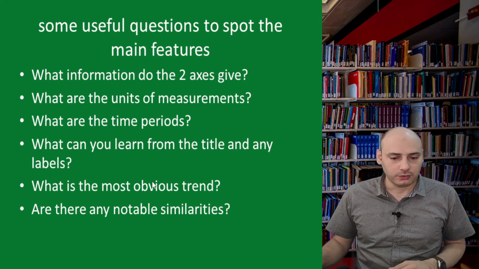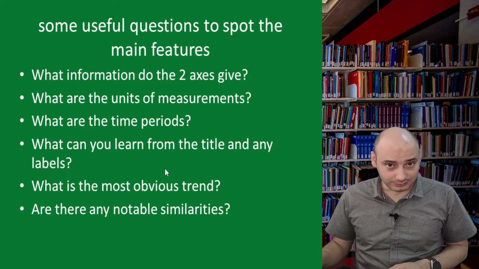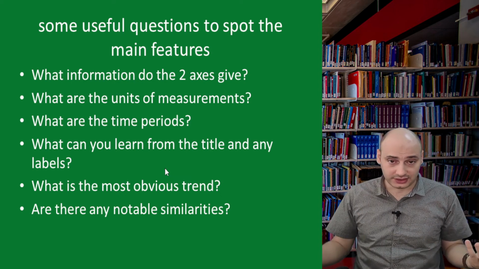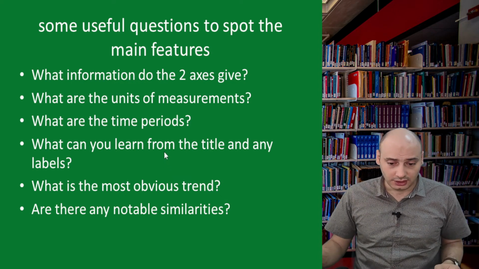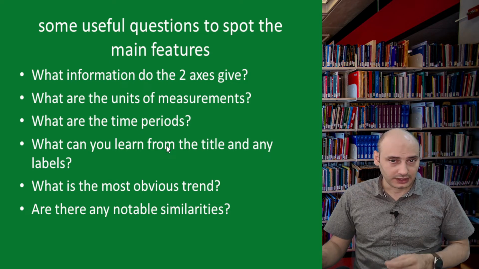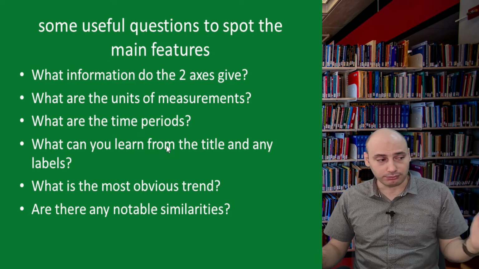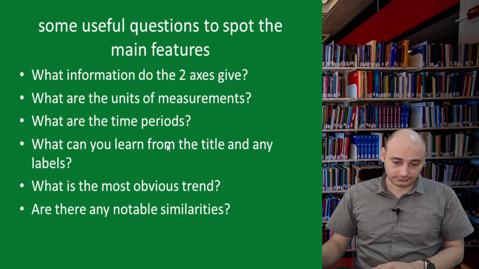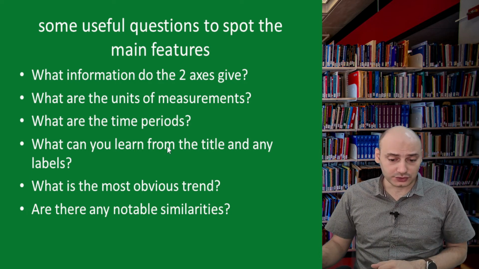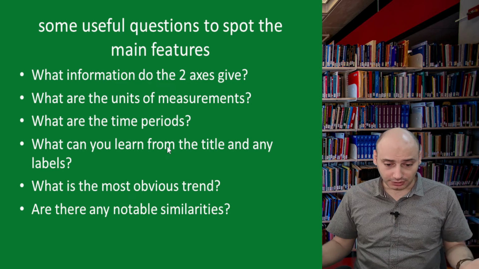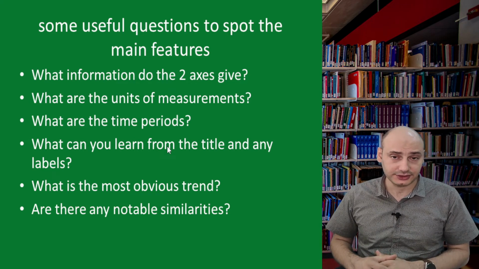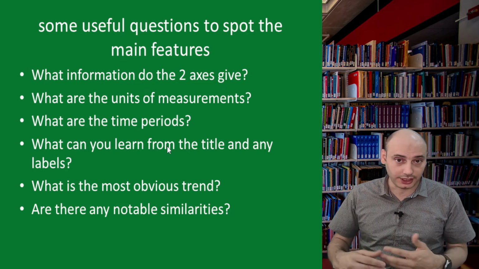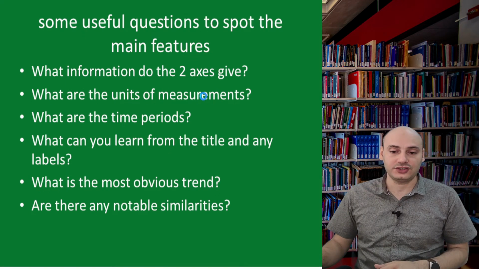What can you learn from the title and any labels? Look at the title. Look at the lines. Which one is which? Try to understand this to be able to identify the main features. What's the most obvious trend? So which one is going mostly up or mostly going down? It's also something you need to think about. Are there any notable similarities? Try to find out the similarities. Try to find out the differences. Try to compare in order to find the main features.